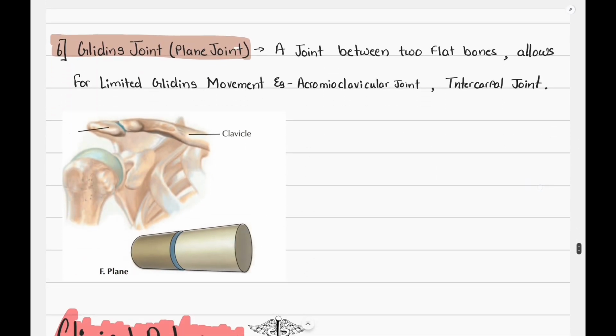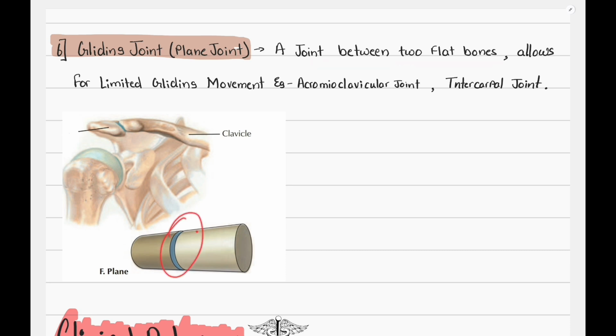Coming to the last kind of joint, which is the gliding joint, also known as plane joint. This is a joint between two flat bones and allows for limited gliding movement. And the example for the gliding joint is the acromioclavicular joint. So this is the acromion process of the scapula and this is the clavicle. And the articular surfaces of both the bones are flat. So this kind of joint is between the two flat bones.